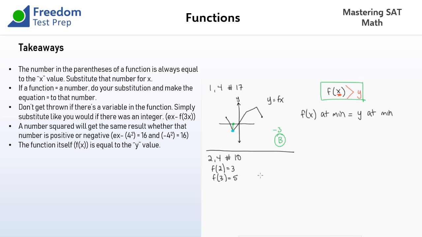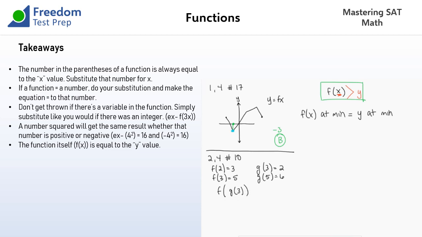Okay, that's great. Then it says a function g satisfies g of 3 equals 2 and g of 5 equals 6. What is the value of f of g of 3? That's how you say that.